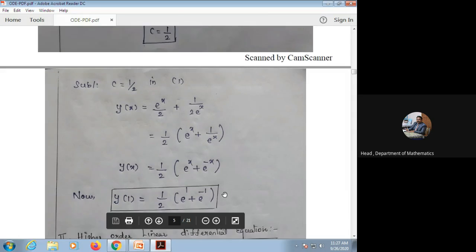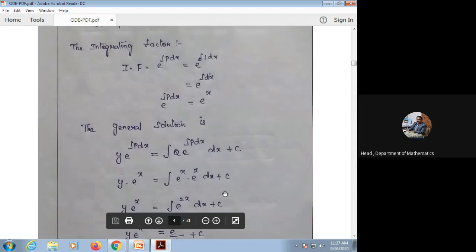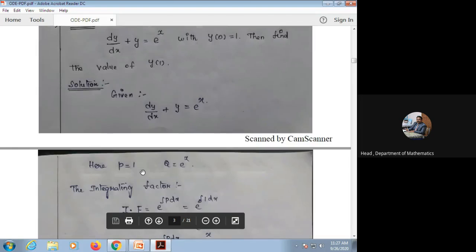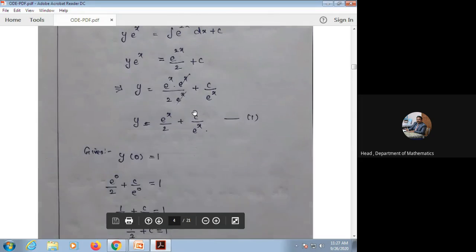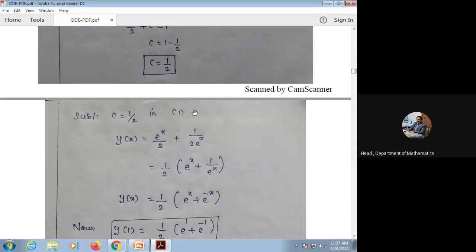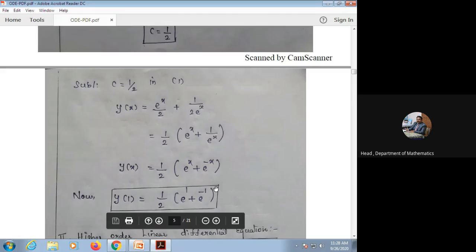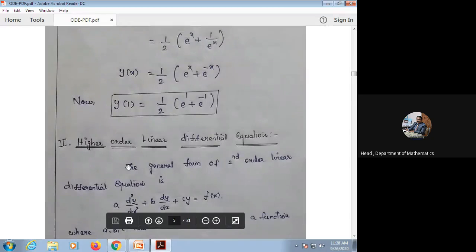This is the first order equation you have to solve. They give the first order equation, you have to find the integrating factor and then calculate the general solution of the given equation. If they give the initial value, you have to find the constant value and then write the general solution. This is the method for solving the first order equation. It's okay. Next, let's move on to the next topic.